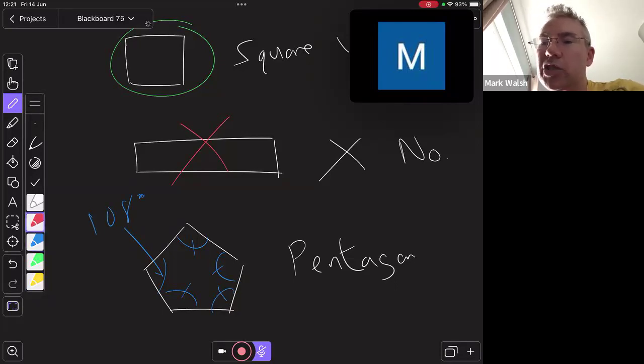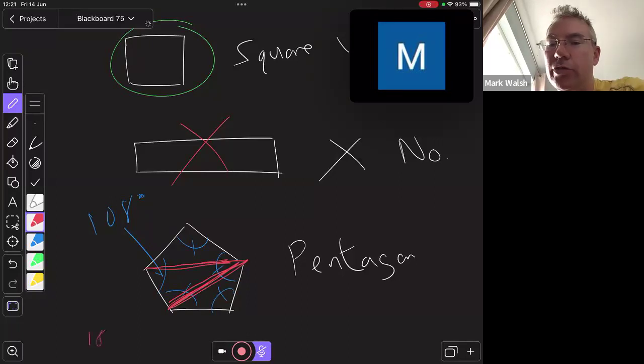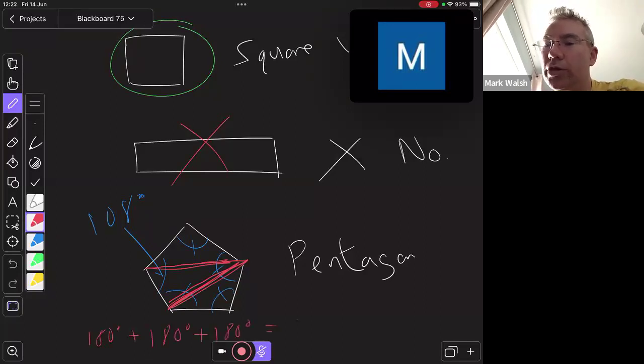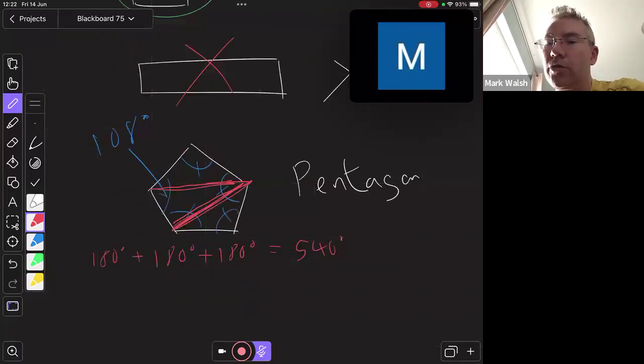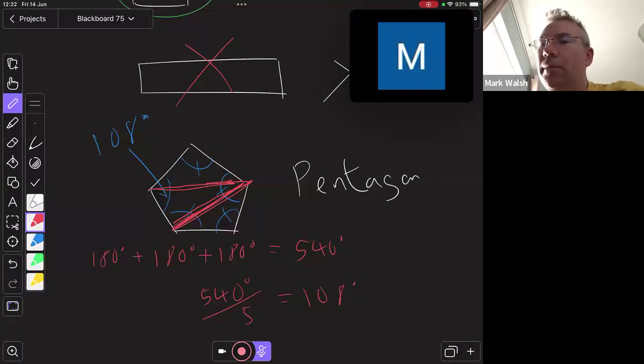You can always break this shape into triangles, right? So there's 3 triangles, and each of the triangles has angles adding up to 180 degrees. So you get 180 degrees plus 180 degrees plus 180 degrees, and that's equal to 540. But then there are 5 equal angles. So 540 degrees divided by 5 is 108 degrees. Thank you for that. Okay, everyone happy so far?